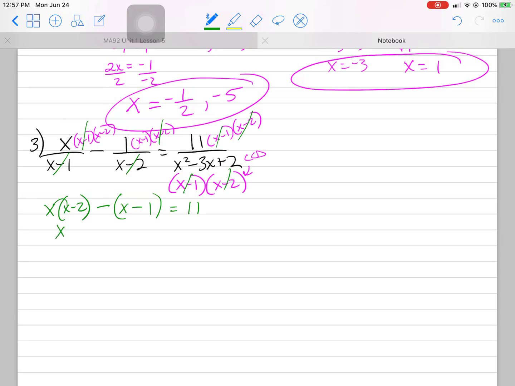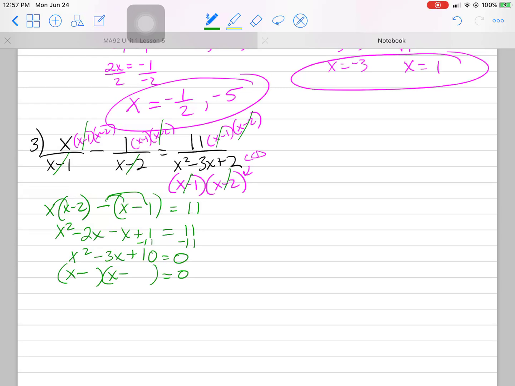So distribute, this is x squared minus 2x. Distribute, don't forget that other one over there. Plus 1 equals 11. So this would be x squared minus 3x plus 1. And then move the 11. That makes it a plus 10 equal to 0. Okay, ready to factor. A minus in the middle means 2 minuses, or 2 negatives, however you want to say that.